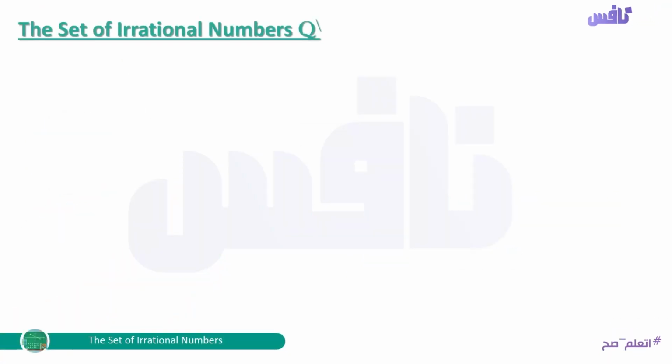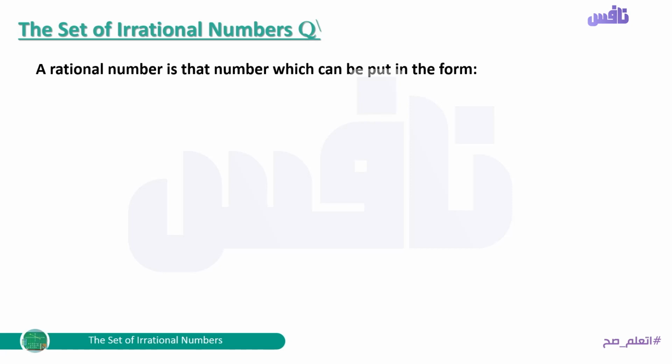In the previous time we revised some sets of numbers like Q, N, Z, okay? And we said that the set of rational numbers Q contains all the numbers that can be written in the form of A over B. So a rational number is that number which can be put in the form A over B, such that A belongs to Z, B belongs to Z, and B not equals 0.